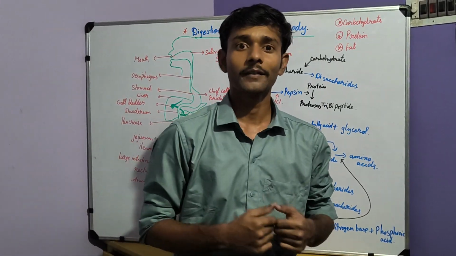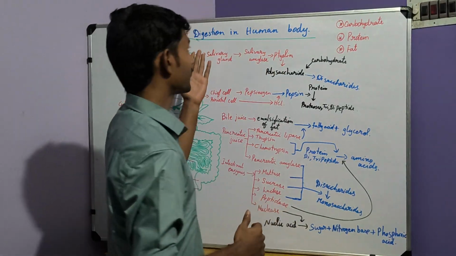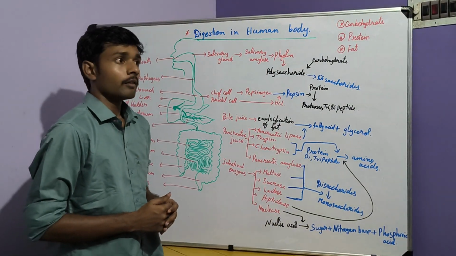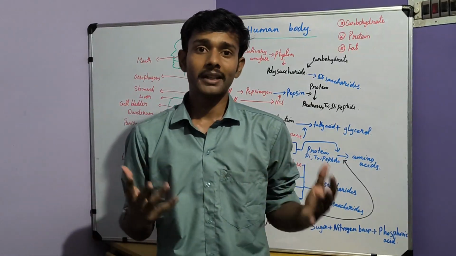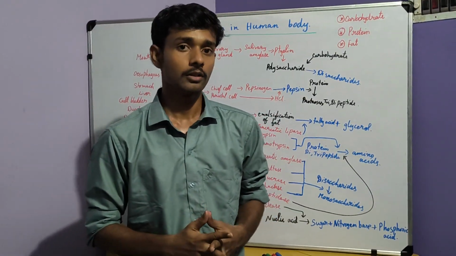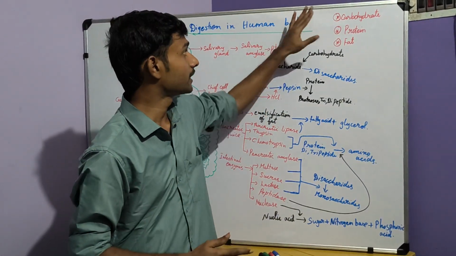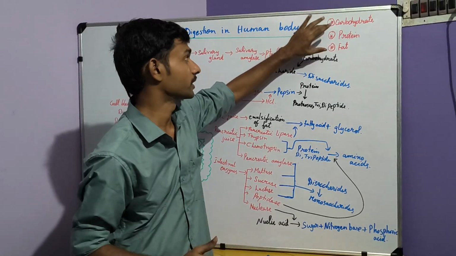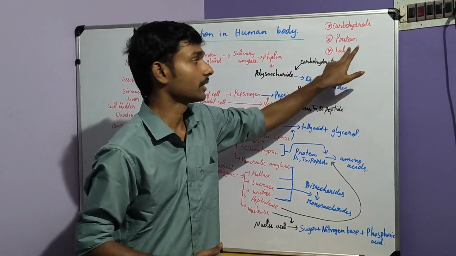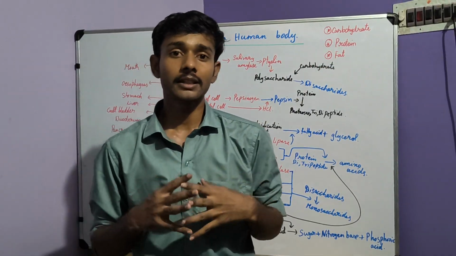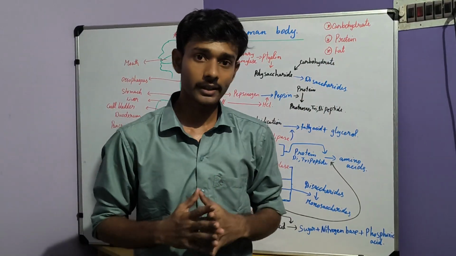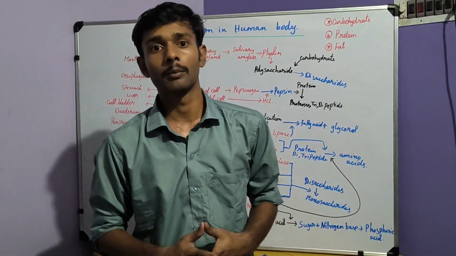Hello everyone. Today we are going to learn about the human digestive system. Every day we eat many different kinds of foods. In this food we have three major macronutrients: carbohydrate, protein, and fat. So let me show how these three macronutrients get digested in our human body.